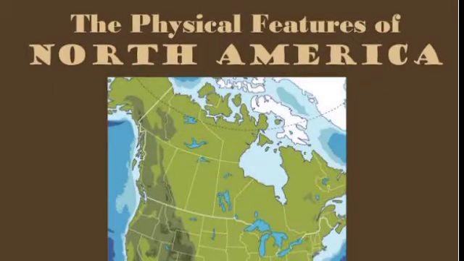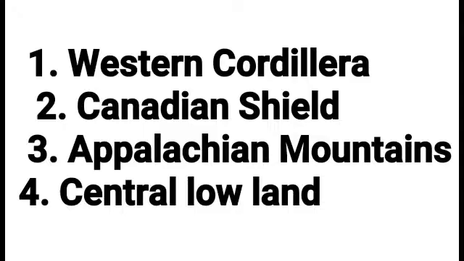Physical features. North America has a variety of landforms. It can be roughly divided into 4 physical divisions. They are Western Cordilleras, Canadian Shield, Appalachian Mountains, and Central Lowland.